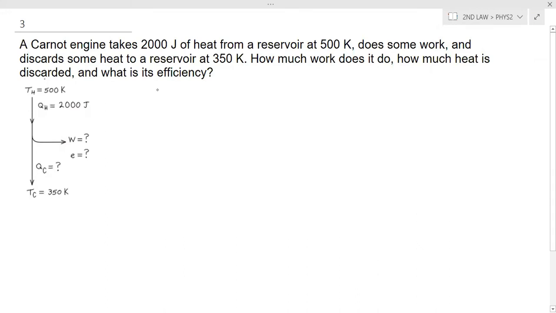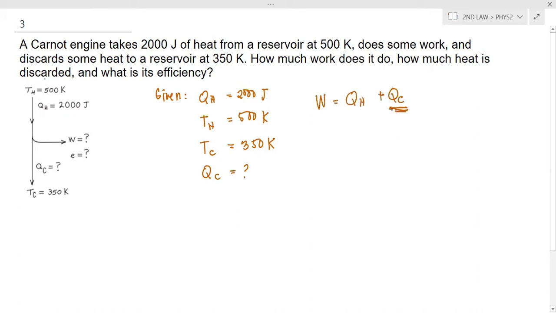To solve for this problem, we will first write our given. We have QH equal to 2,000 joules, our temperature for the hot reservoir is 500 Kelvin, and our temperature for the cold reservoir is 350 Kelvin. Now we first have to calculate the heat that was discarded, or our QC, since the formula for work is QH plus QC, and we don't have a value for QC. To calculate for QC, we are going to use this formula, QC over QH equal to negative TC over TH. This formula is actually the heat transfer in a Carnot engine.